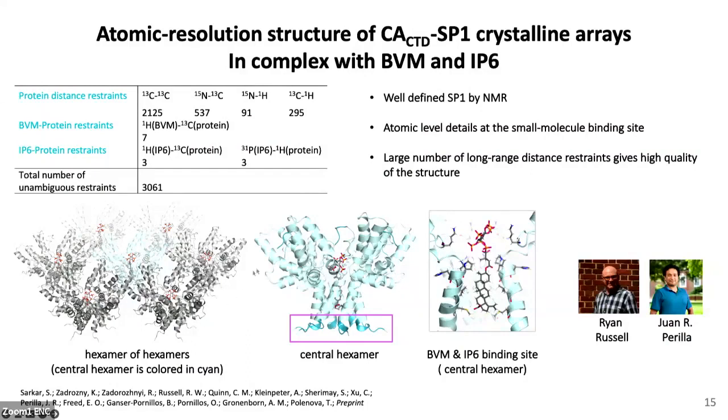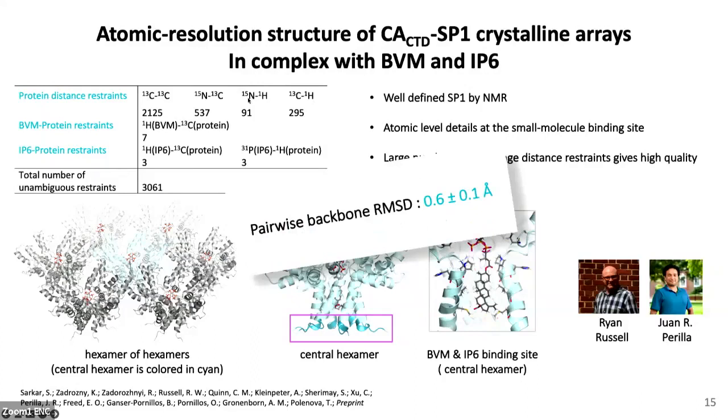So what do we have from the structure? We can visualize the protein in the presence of these two small molecules, and remarkably, we can see that the SP1 tail here is well defined in our structure. And finally, we have detected the small molecule binding site at atomic level. With this large number of long range distance restraints, we get a very tight pairwise RMSD of 0.6 angstrom for these structures.